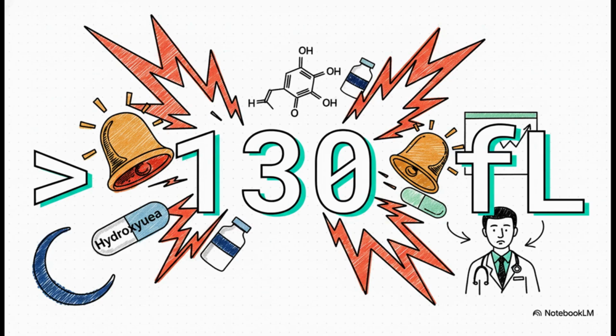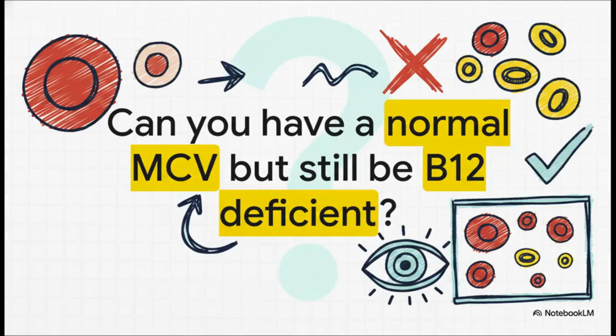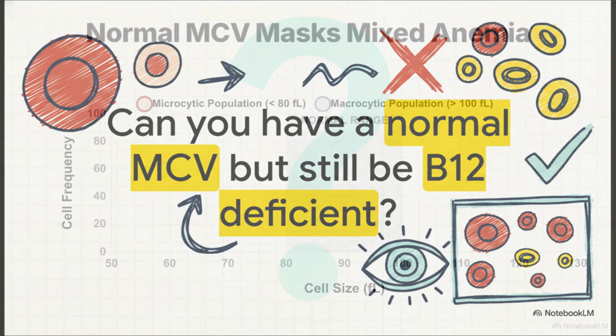We often use a rising MCV as a clinical marker just to make sure patients with sickle cell disease are actually taking their hydroxyurea. Now, can a patient have a severe B12 deficiency but present with a totally normal MCV? The answer is a resounding yes. Welcome to the normal MCV diagnostic trap.